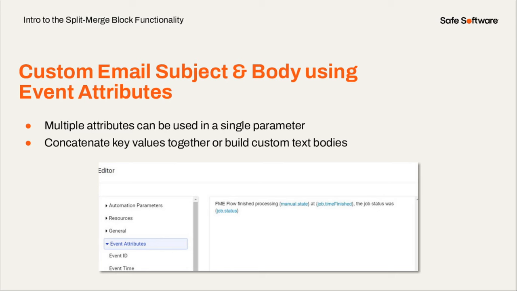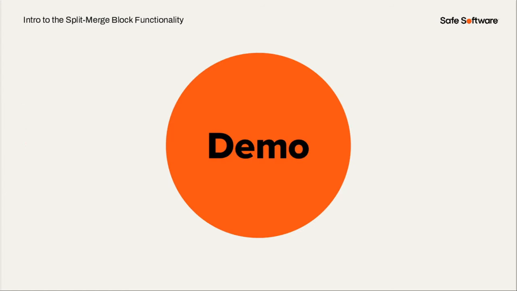And in this example on the screenshot on the bottom here, we're customizing our email body with event attributes such as the job status, time finished, and the state that we're processing based on the manual trigger. And with the setup, we'll be receiving descriptive and dynamic emails based on attribute values. So I'll show you this in just a second here as we go into the demo.